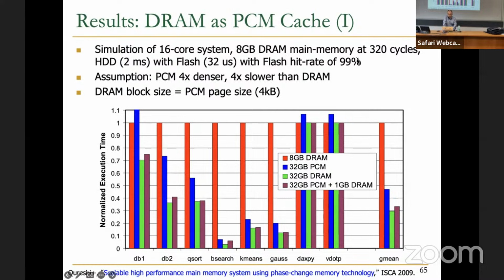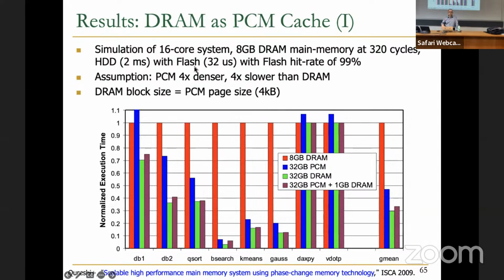And the main memory access is at 320 cycles. It has also HDD at 2 milliseconds, with flash memory at 32 microseconds. They consider that the flash hit rate is 99%. So 99% of requests will hit in flash, and you don't need to go to the HDD. Their assumption was that PCM is 4 times denser. So here they also consider this good thing about PCM.